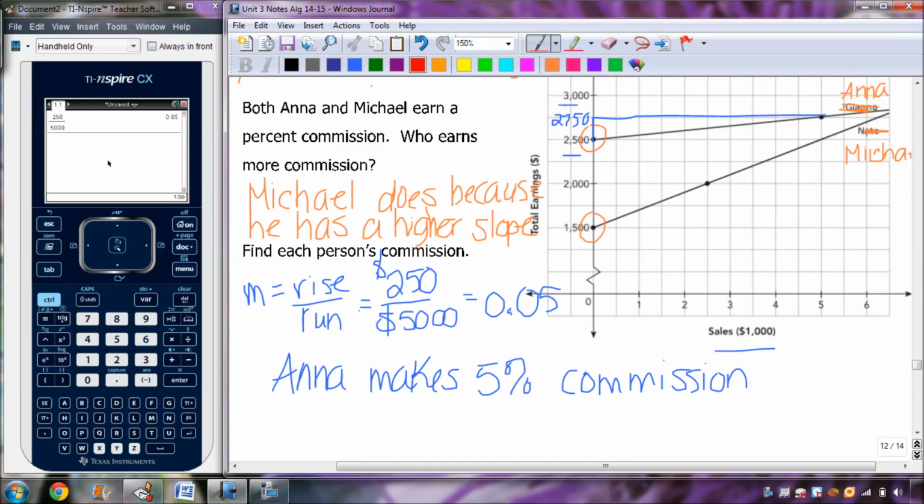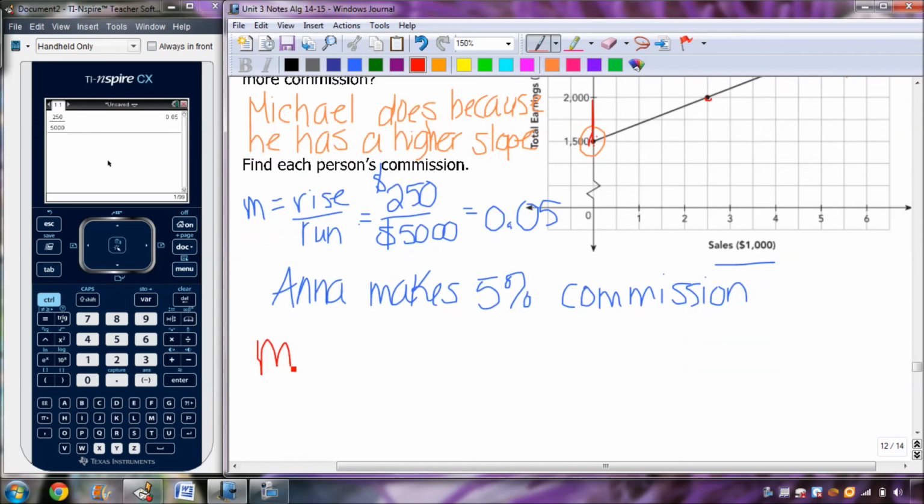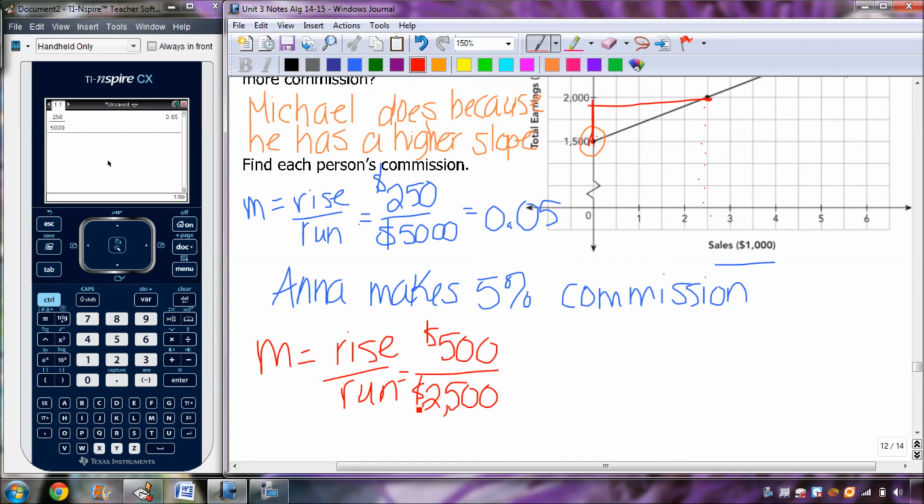Michael, we know, started here, and here's a possible ending point. It's not the only ending point, but it's a possible one. So how much was the rise? It went up, let me write down the formula, sorry, rise over run. It went up by 500 because it went from 1,500 to 2,000. So it went up by $500 over this amount of money right here, which is $2,500. Okay, don't forget that when you divide out the same unit, they'll cancel each other out. That's why there was no unit here for Anna's commission, and there won't be any unit for Michael's commission.